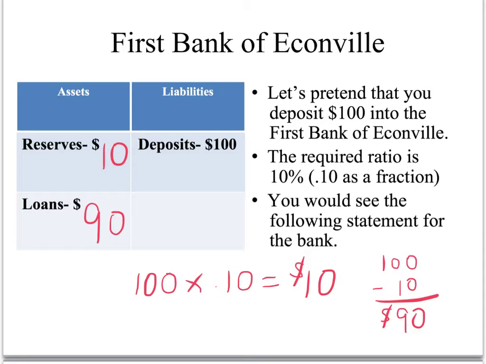They can loan out up to $90, but they don't have to loan it all out. But for the most part, what we're going to talk about is they're going to keep the required reserves in the assets, and they're going to loan out any excess reserves as loans.